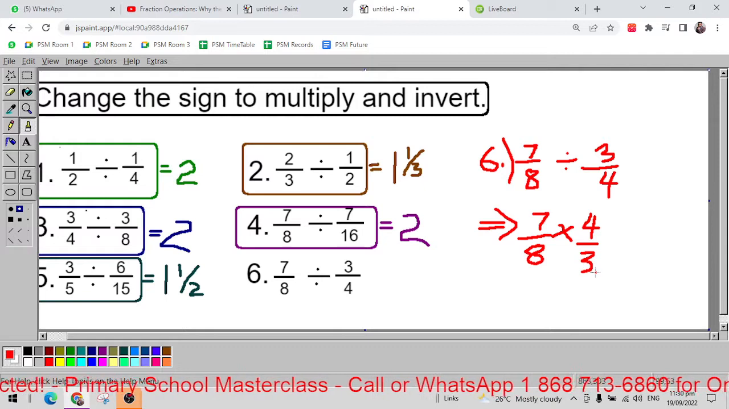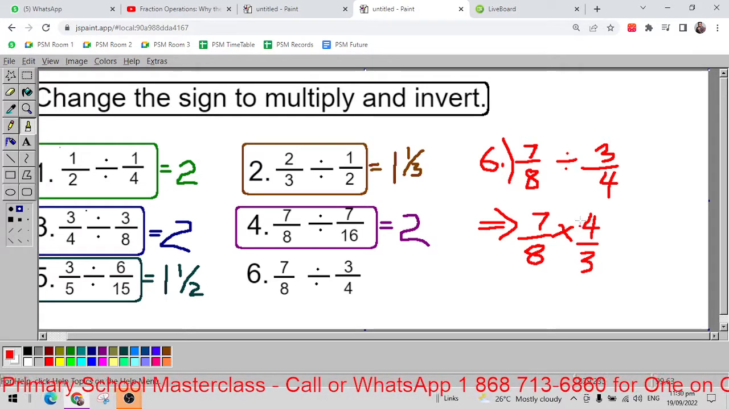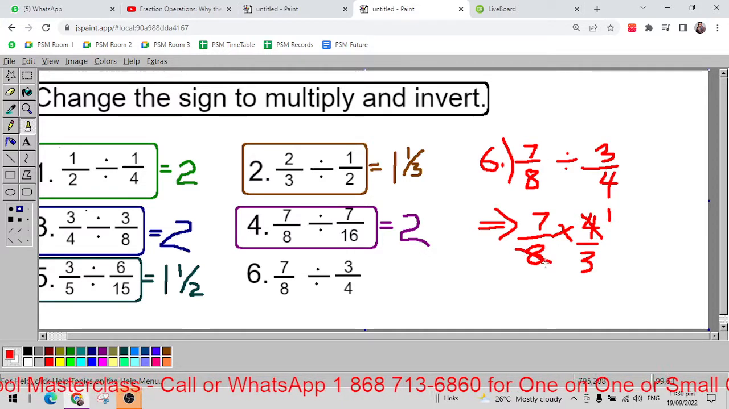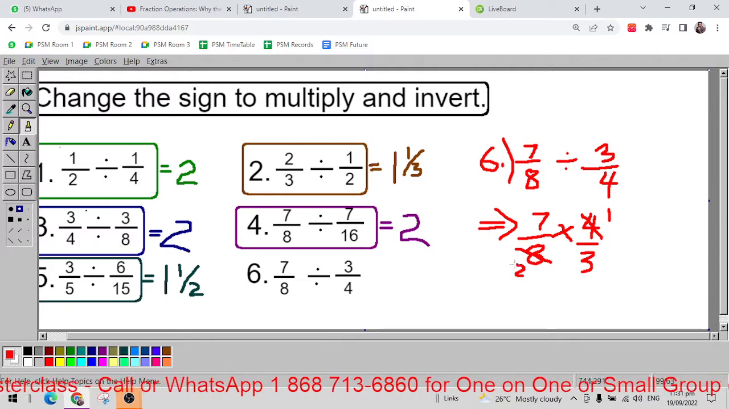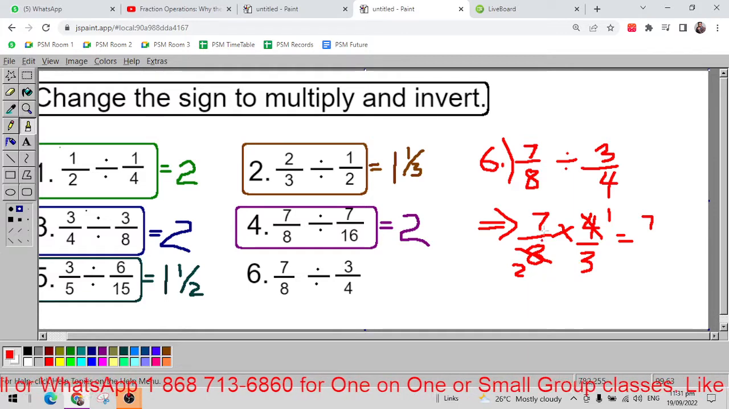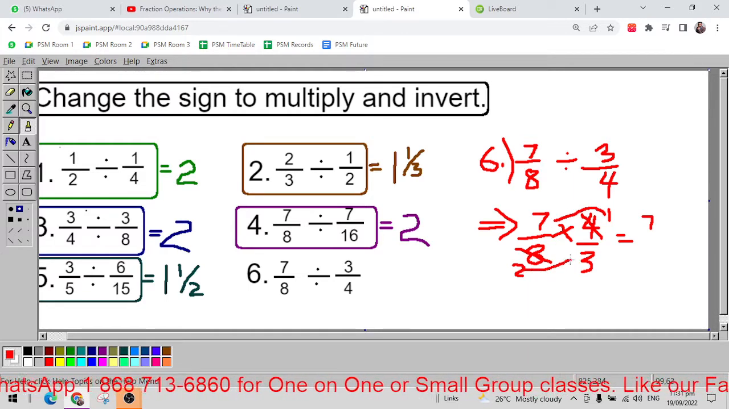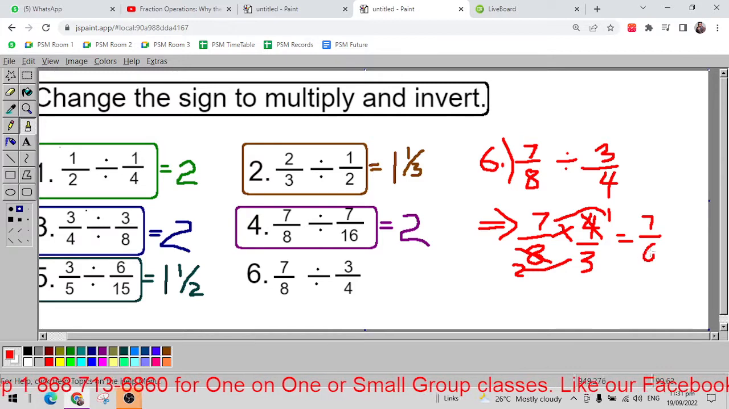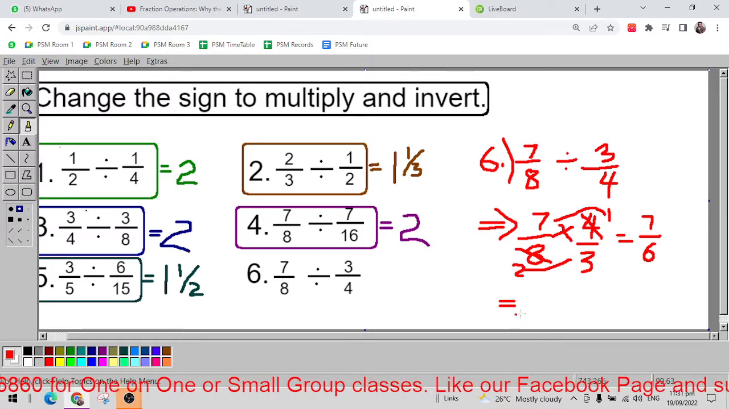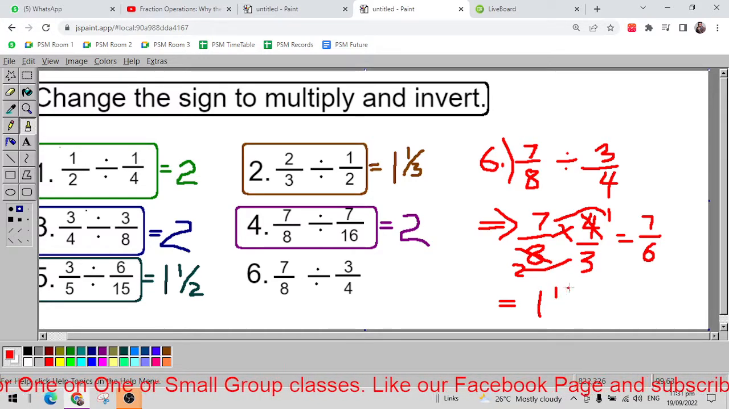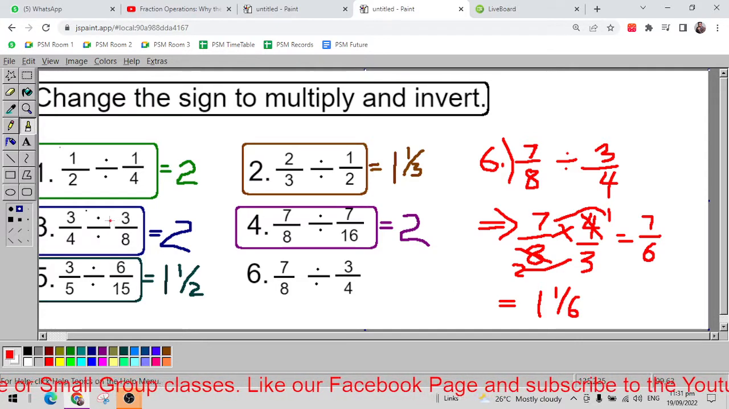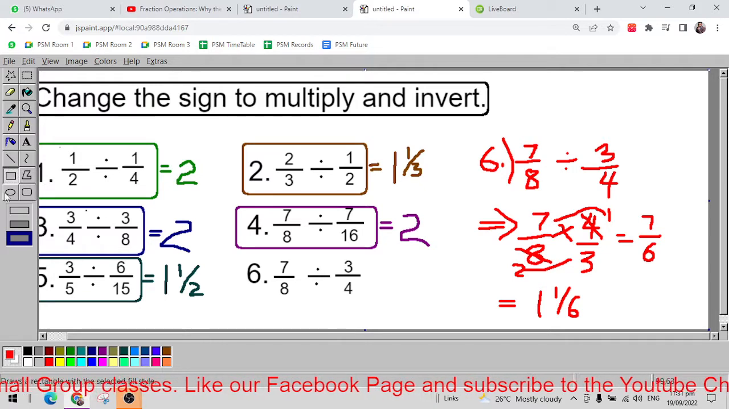So 7 cannot cancel with 3, but 8 and 4 could go. So I can say 4 into 4 is 1, and 4 into 8 is 2. Then it becomes 7 multiplied by 1 is 7, and 2 multiplied by 3 is 6. Wonderful. And finally, I'll go down here. 6 into 7 is 1, remainder 1. So my answer for number 6 is going to be 1 1/6.